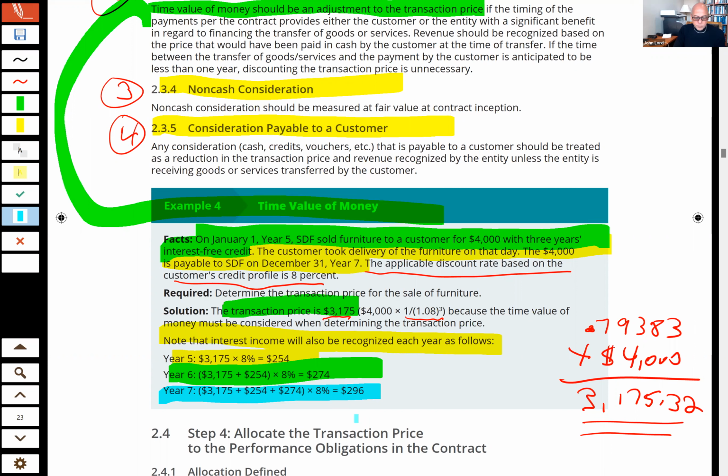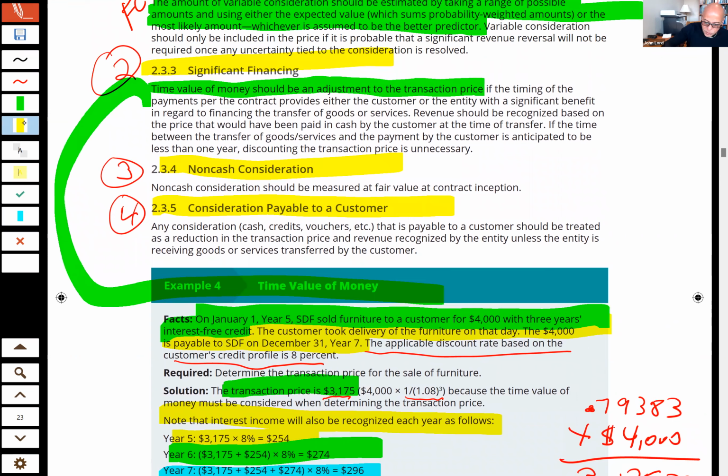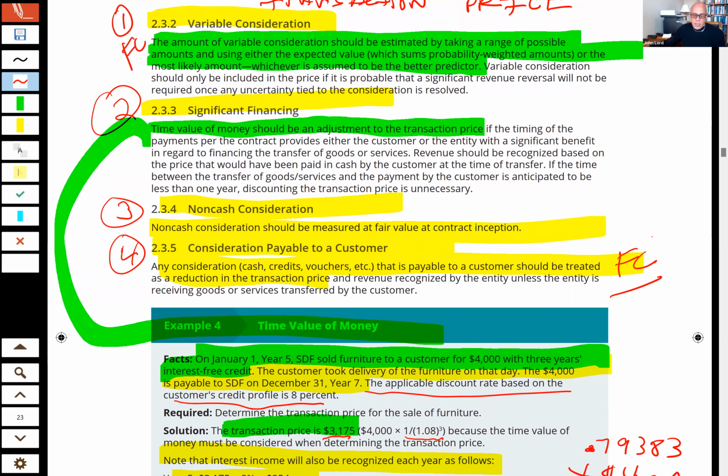Question. Okay, if we have non-cash consideration, then we'd have to figure out what is the fair value of that non-cash consideration at the inception of the contract. And if we are going to give consideration payable to a customer, any cash, credits, et cetera, that is payable to a customer is treated as a reduction of the transaction price. So if you're going to kick them back a rebate or something, that is going to be what? That is going to be considered a reduction of the transaction price. And I'll have you flashcard that one.